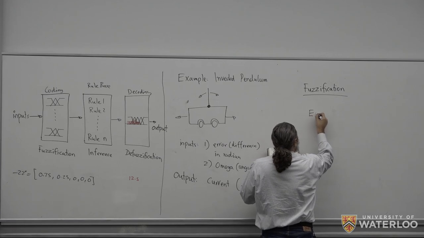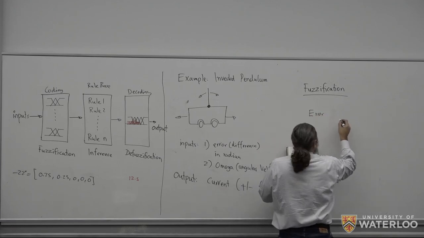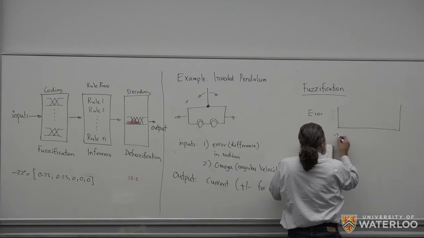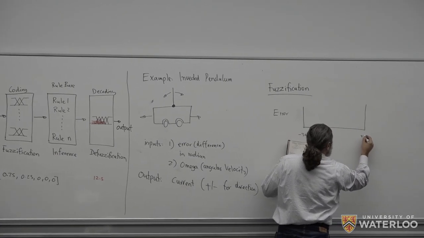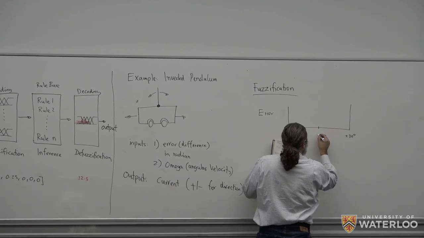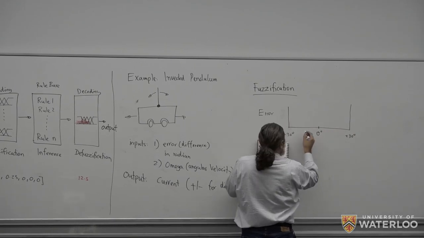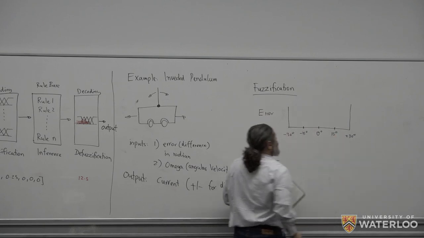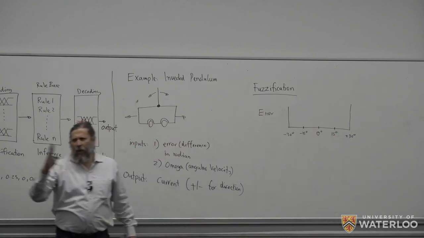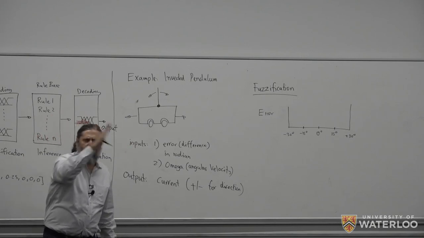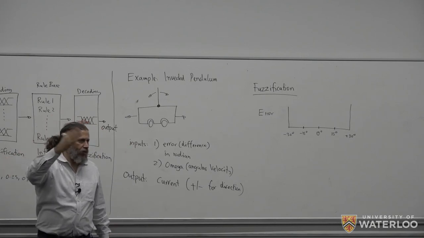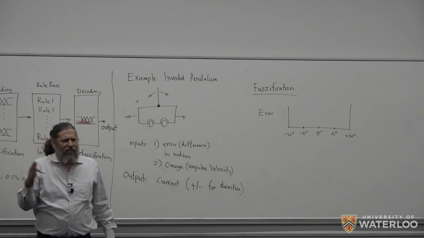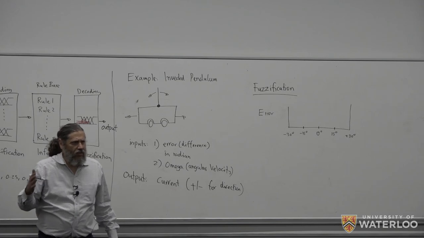So what is the error? The error is something that goes, let's say, from minus 30 degrees to plus 30 degrees, and in the middle is 0 degrees, and here is minus 15 degrees, here is plus 15 degrees. So I'm assuming if you go minus 30 degrees or 30 degrees, this is too late anymore, so you cannot save it. It's gone. Actually, around 27 degrees is then too late.